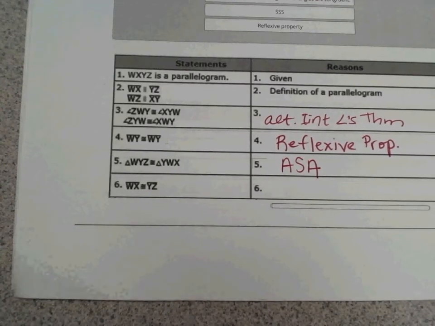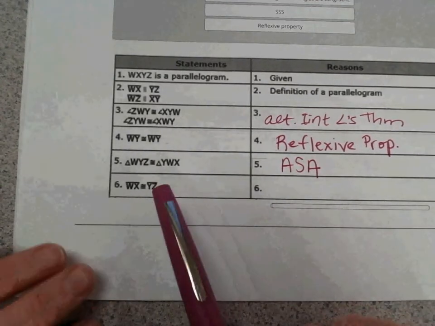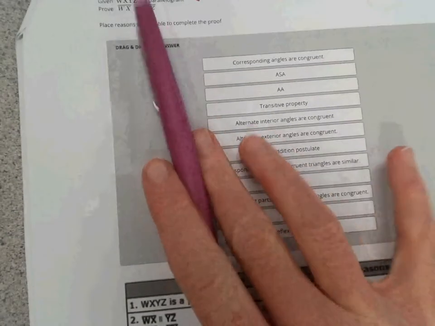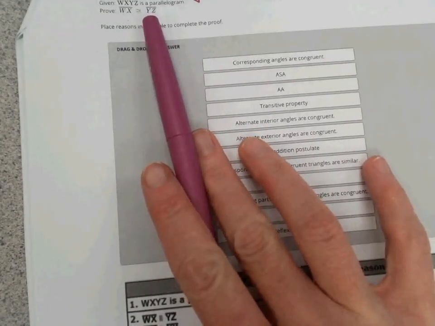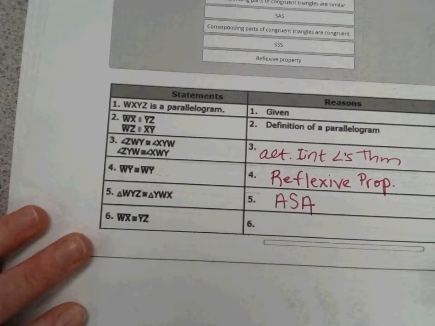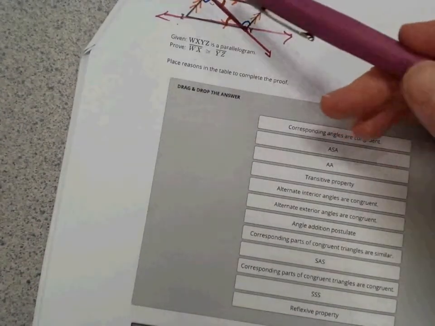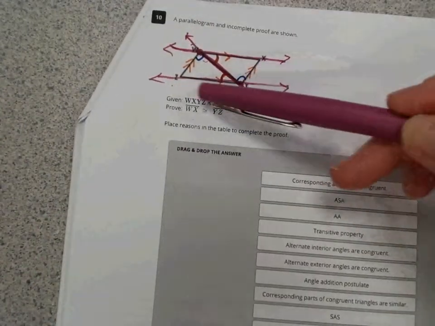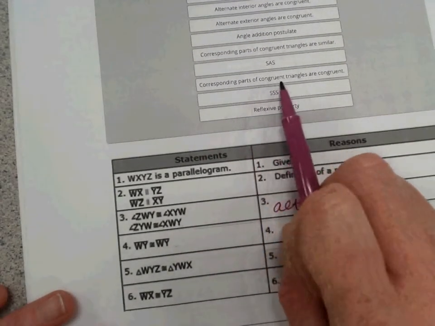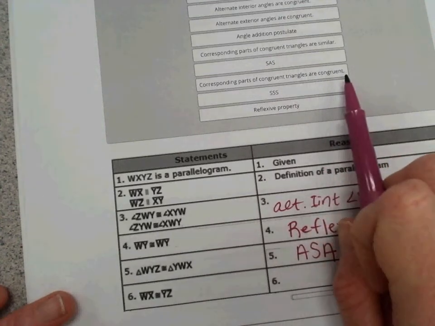Now finally, I should remind you of your proofs booklet that you did. Our last step is proving what we set out to prove, that WX is congruent to YZ. So how can we say that? We just proved that the two triangles were congruent. WX is congruent to YZ because corresponding parts of congruent triangles are congruent.